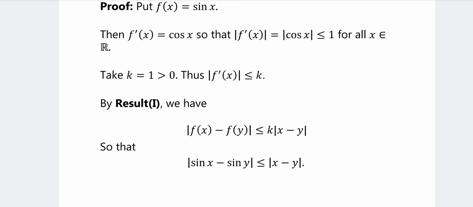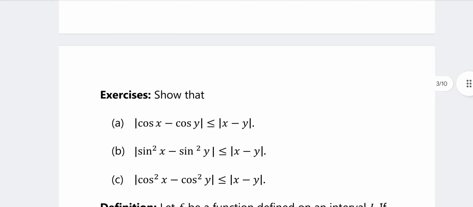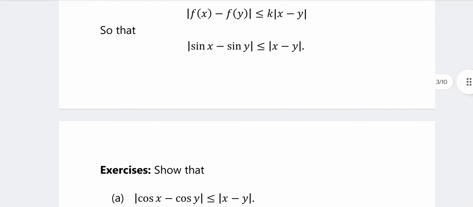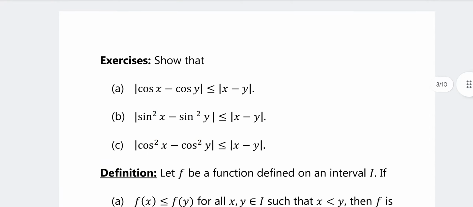Okay, so similarly we can do this exercise, because when I teach you uniform continuity, I will use this inequality to show that cos x, sin square x, cos square x are uniformly continuous functions. So you can try these problems yourself, and you will get a flavor of the mean value theorem and its application.